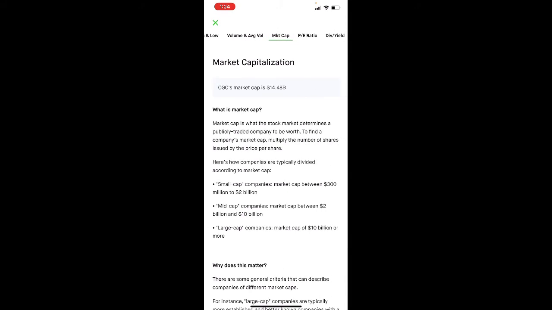Market cap is what the stock market determines a publicly traded company to be worth. Oh, okay, so the company is worth over $14 billion. It's not the amount of shares of stock being traded. Okay, so that'll just refresh my memory.